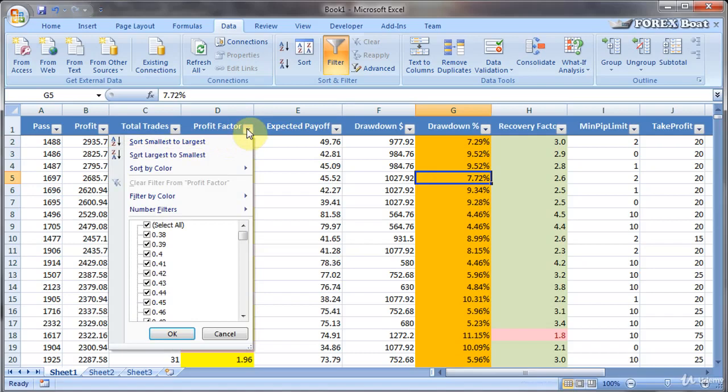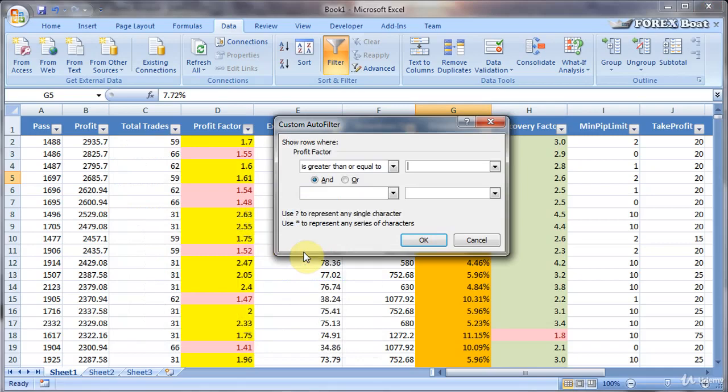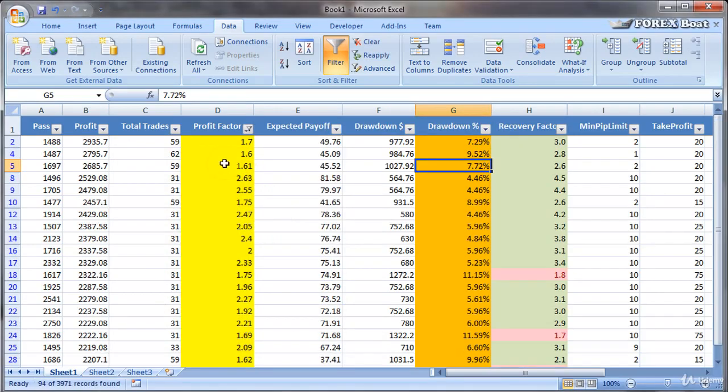If you click on this button over here for the filter, and you go to number filters, and up here you want to leave only the good ones. So we want greater than or equal to, and here we want to type in 1.6, click OK. So as you can see, all the red ones have been taken out.